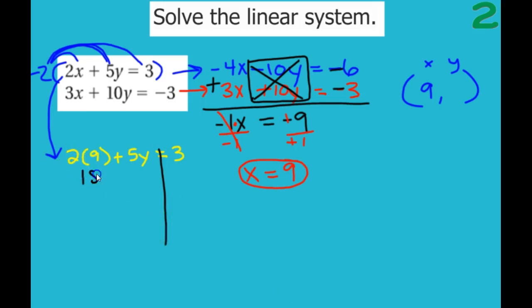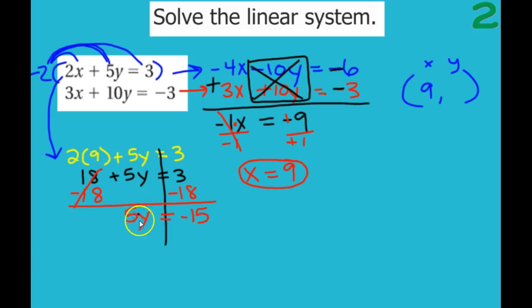Well, 2 times 9 is 18. And then I want y by itself, so I'm going to get rid of this positive 18, do the opposite and subtract 18. So those eliminate. We have 5y equal to, now there's way more negatives. Different signs, we're just subtracting. 18 take away 3 is 15, so we have negative 15.